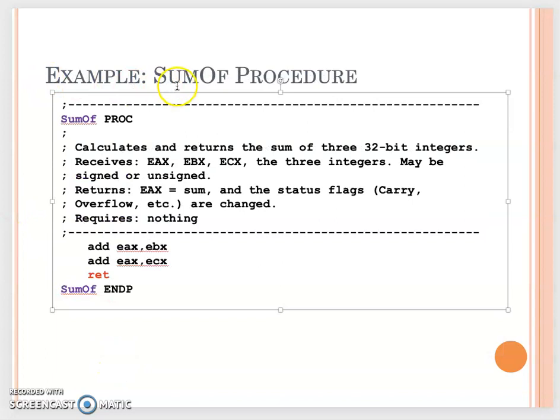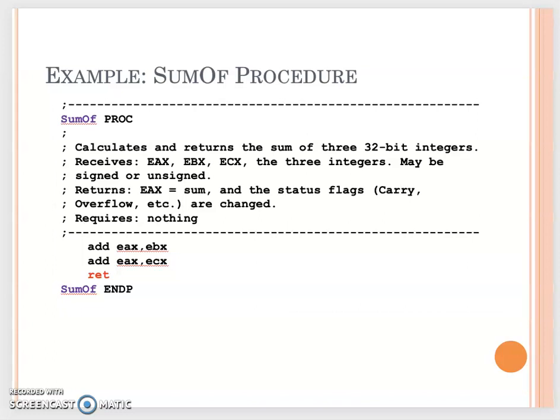This example is the SumOf procedure. We use this procedure to show you how to define a procedure and what the syntax looks like. The name of the procedure is SumOf. In this SumOf procedure, we will add 3 numbers and then return the value. These 3 numbers you want to add together, you need to save in the EAX, EBX, ECX registers. After we finish the procedure, the sum of these 3 numbers will be saved in EAX.